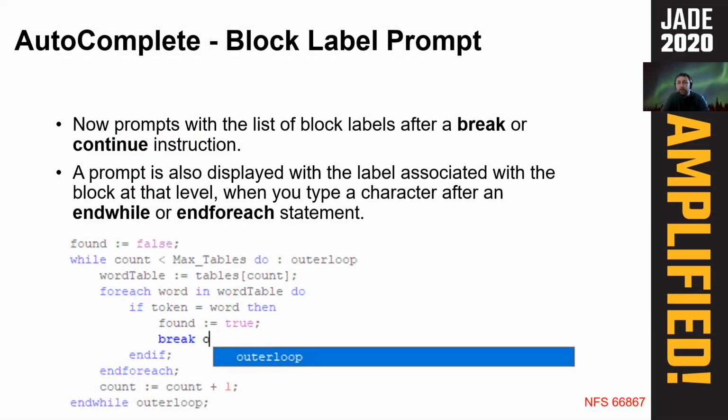The first is a few additions to AutoComplete. AutoComplete will now prompt you with a list of block labels, if any exist, when you type after a break or continue instruction, or after an end while or end for each. And will also prompt you with the label associated with the block at that level.